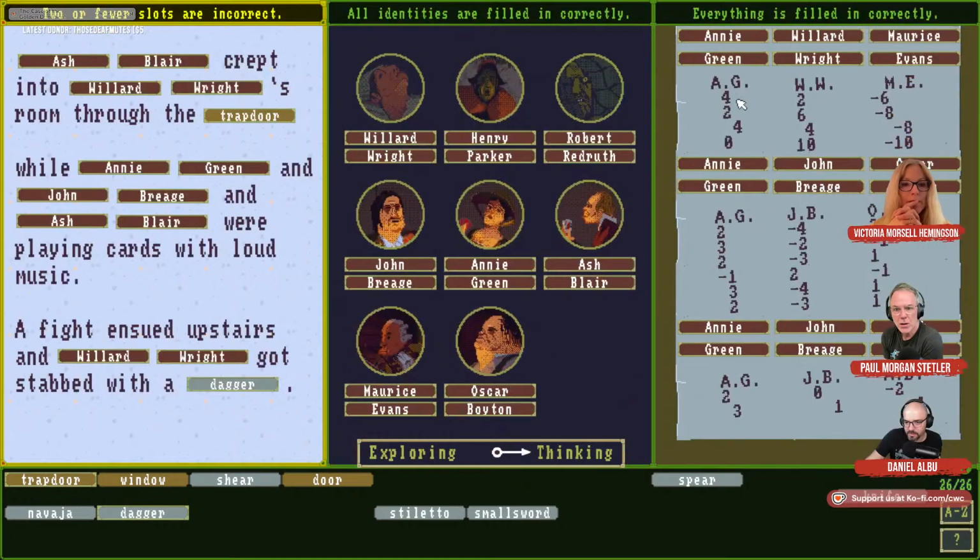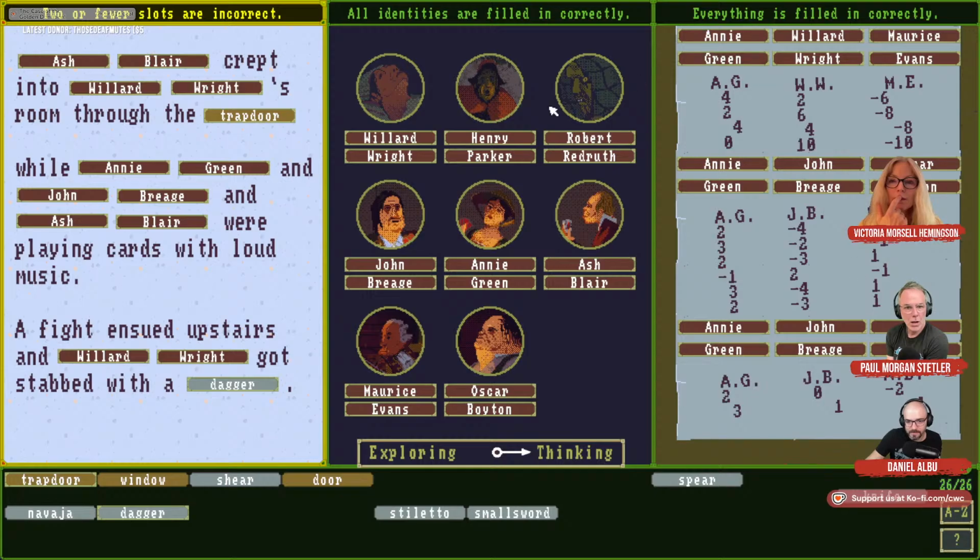Wait, let's look at the scoreboard. We have Annie Green. She's here. John Brigg. He's here. Oscar Boynton. Or Maurice Evans. Wait, do these scores represent rounds? So, for example, Annie Green, Willard Wright, and Maurice Evans played for one round, and then the second round was with Annie Green, John Brigg, and Oscar Boynton, and then the third round was with Ash Blair.